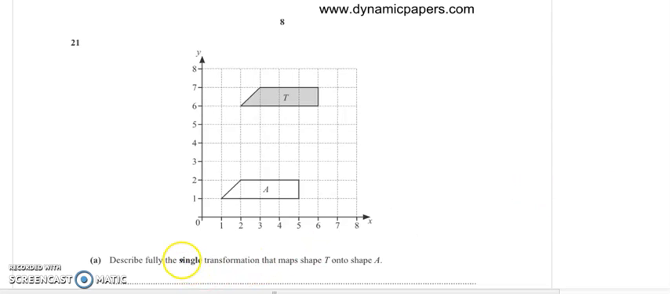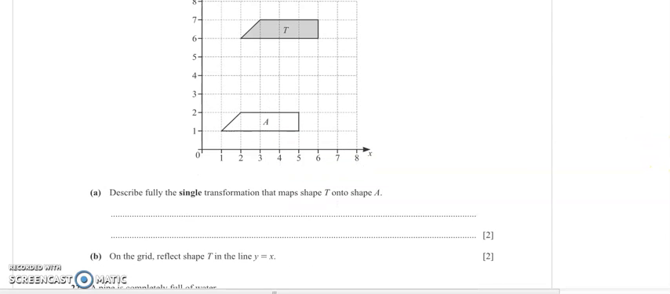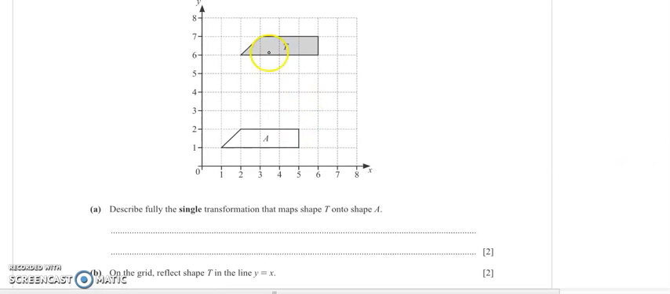Next one, this question is: describe fully the single transformation that maps the shape T onto shape A. If we look at this picture, T onto A, clearly there is no change in the shape, only the shape has been translated. So this is a translation, and we have to describe the translation vector also. So first of all, this is translation by translation vector. So let's see the translation vector. One step to the left, that is -1, x is -1, and then 1, 2, 3, 4, 5 to 5.